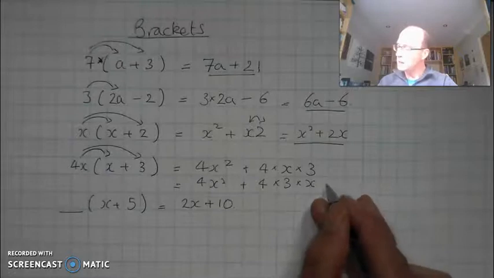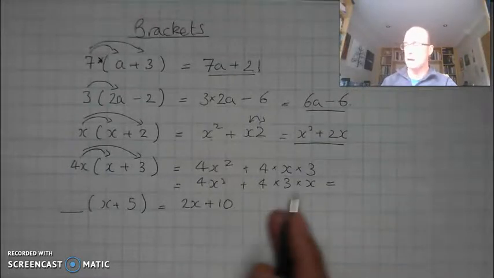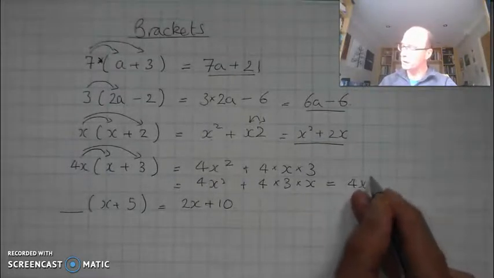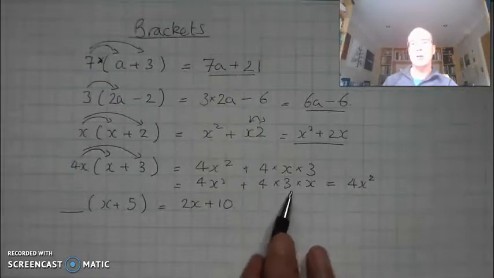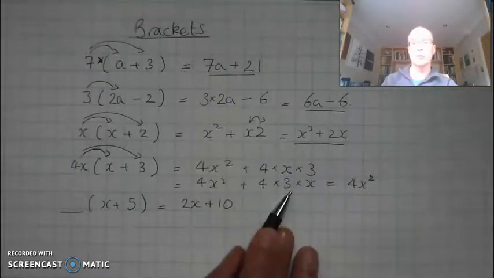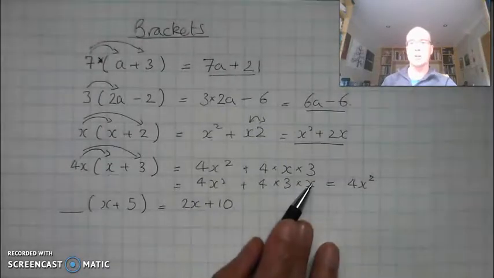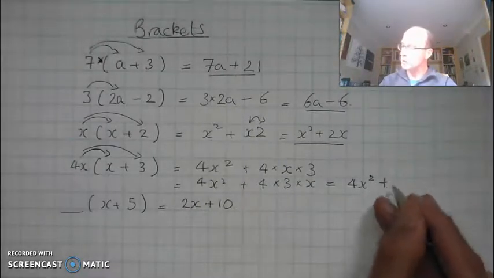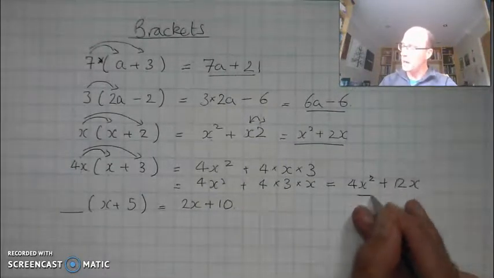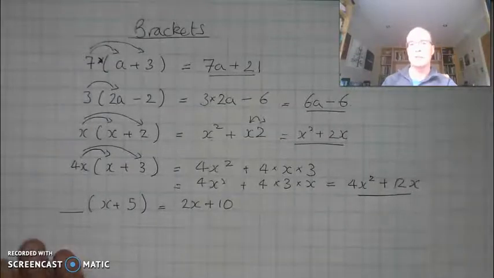This is going to be equal to, well, I've got my 4x squared, and I've got 4 times 3. Well, I can do that. That's 12. And then I've got 12 times x, so 12 lots of x, plus 12x. And we've got our answer.